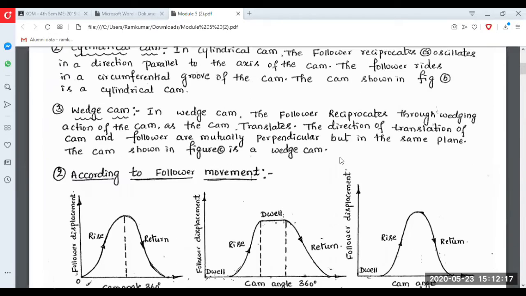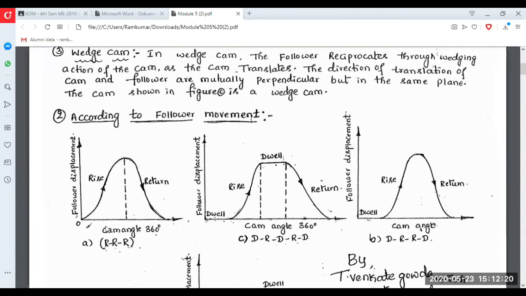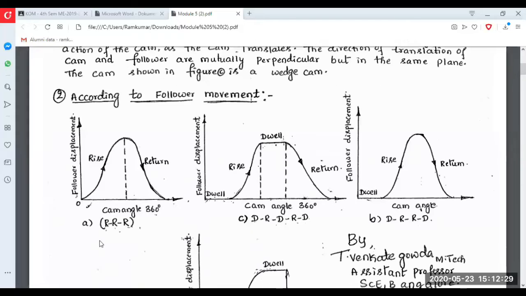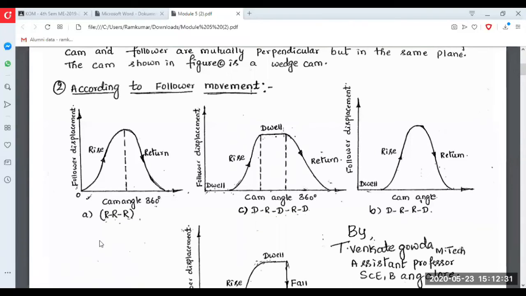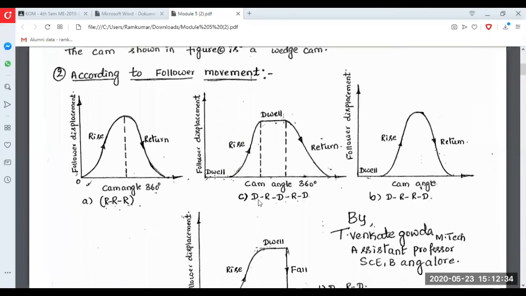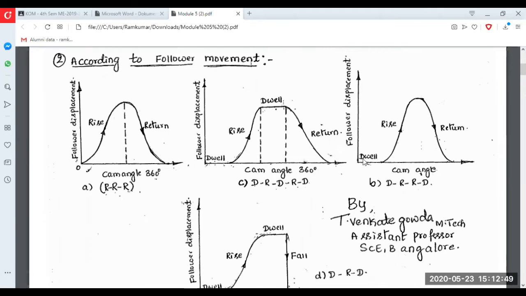And similarly, according to the follower movement, how the follower moves, you have RRR. What is this? Rise, return, rise. And you have DRDRD. What is that? Dwell, rise, dwell, return. Dwell means during that period there will not be any rise or return. And you have dwell, rise, return, and again dwell. Dwell means during that period there will be no motion of the follower.